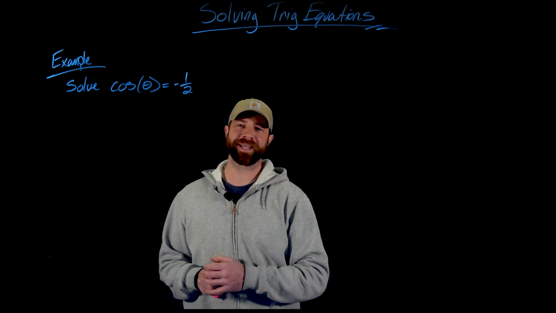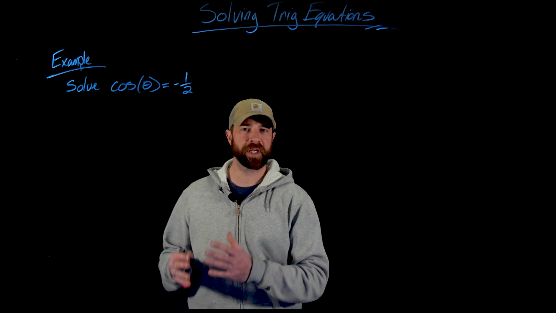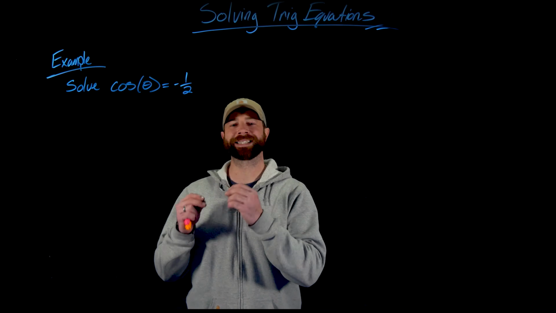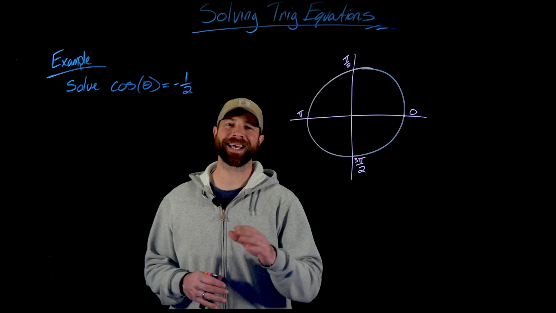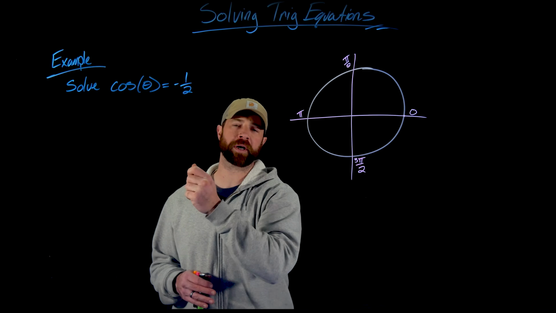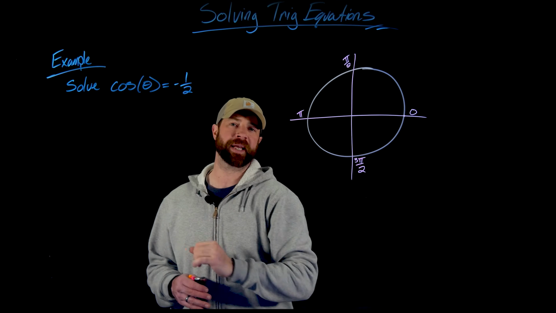In this example, we're being asked to solve cosine of theta equals -1/2. And in our previous example where we were solving a sine equation, what we're looking to do here is to get the infinite set of solutions for this equation. And again, in terms of the unit circle, the question we're being asked here is for what arc lengths or what angles does the cosine have a value of -1/2?